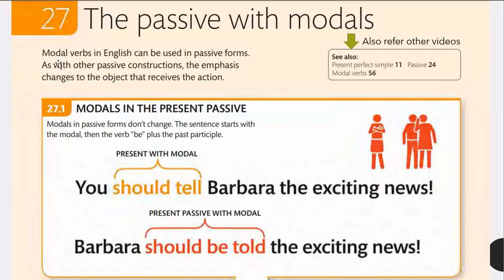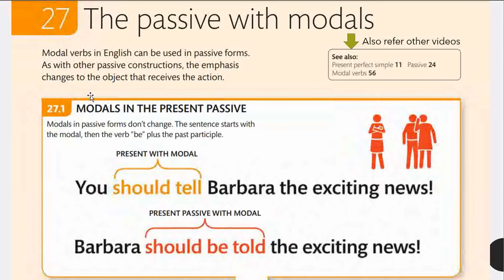Now let us begin. Modal verbs in English can be used in passive forms. Remember one pointer: the modals, be it in active or passive, do not change at all. As with other passive constructions, the emphasis changes to the object that receives the action. That means more stress is given to the object of the sentence with the use of modals. So the modal is setting the tone in our writing.